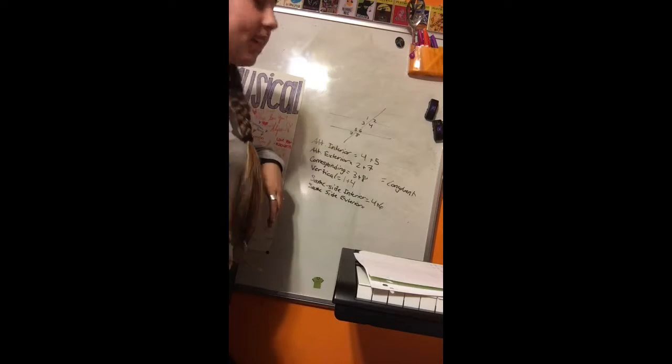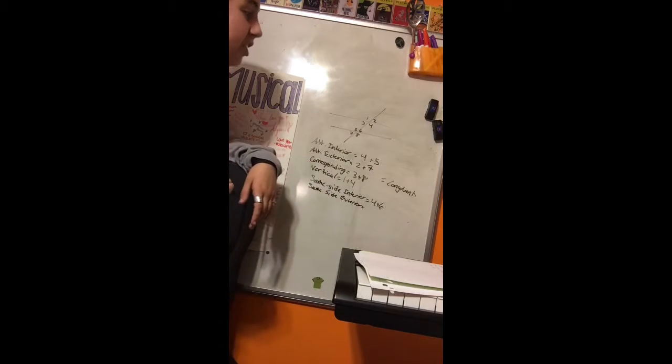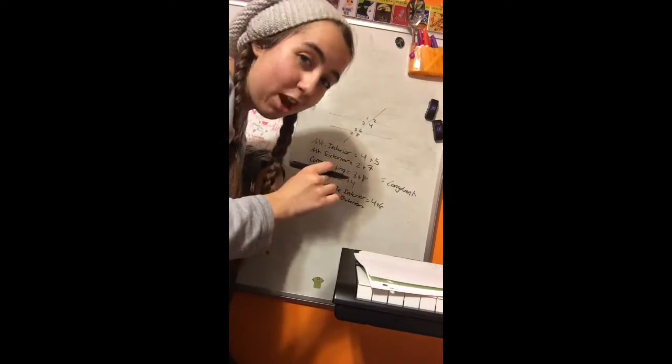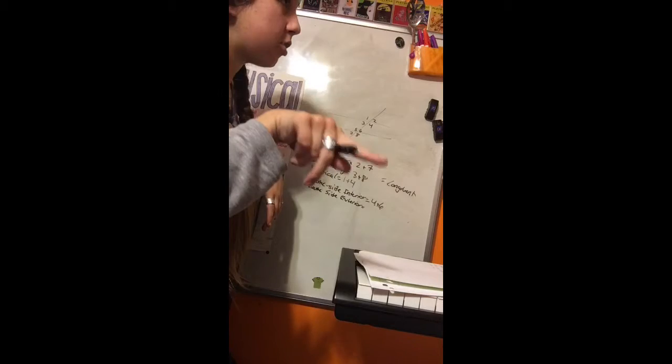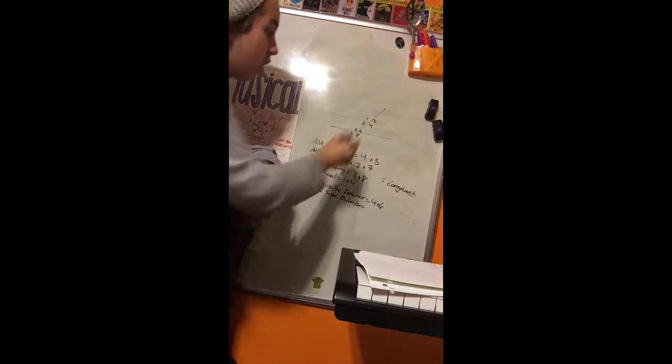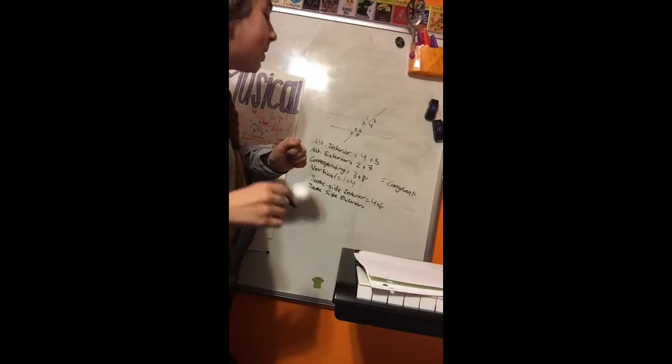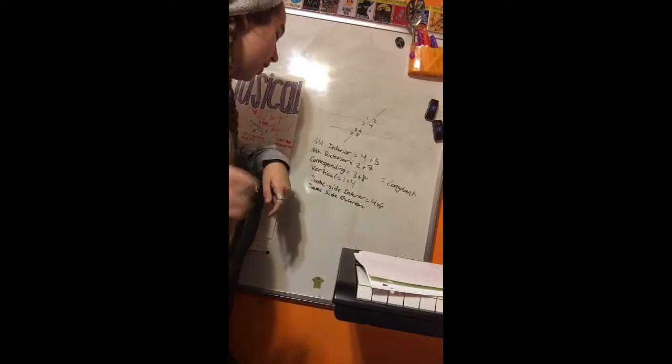I just realized I completely had to go back because for same side interior, I kept saying, oh, they're on the opposite side of the transversal. Well, that's not right because as we've learned, same and alternate are not the same thing. So I'm going to go back. 4 and 6 are same side interior angles because they're on the same side of the transversal.